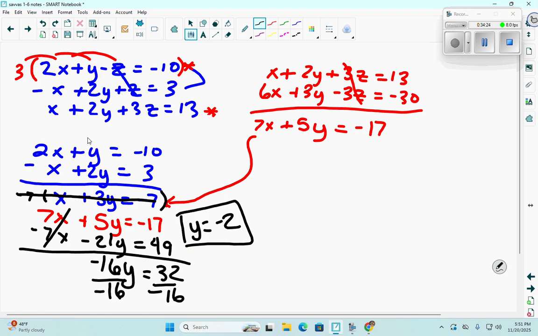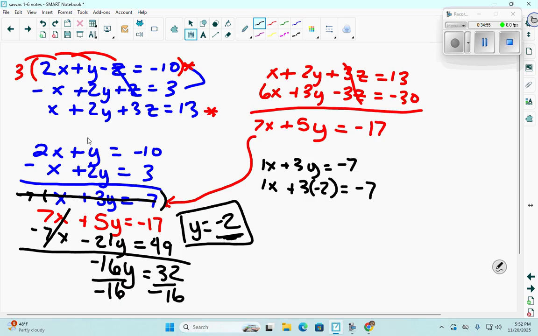So let's see. I chose the x plus 3y equals negative 7. That's the one I chose to plug into. Okay. So I'm just going to write it right here. So I'm plugging the y into where the 3 is at. So it's going to be 1x plus 3, and now I'm plugging in my y answer, which is negative 2, equals negative 7. So now I can solve for the x.